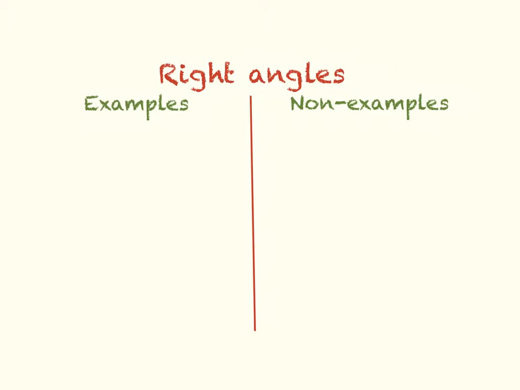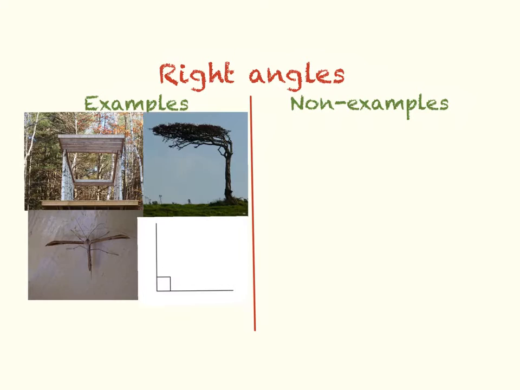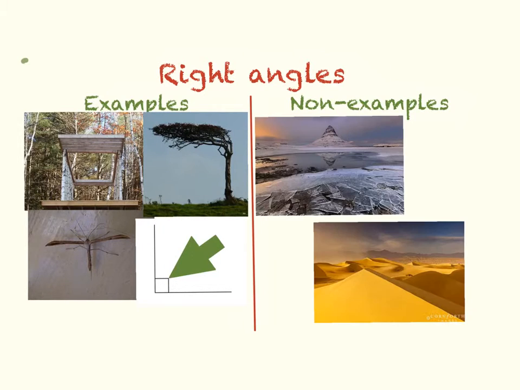The next angle we're going to explore are right angles. Here are some examples of right angles. Oftentimes a right angle is denoted by a square box in the corner where the lines come together to form the angle. Like this one right here. And these are non-examples of right angles. Note the patterns now.